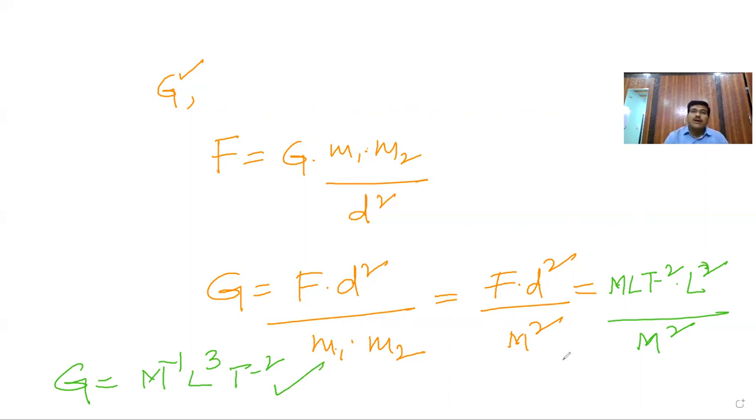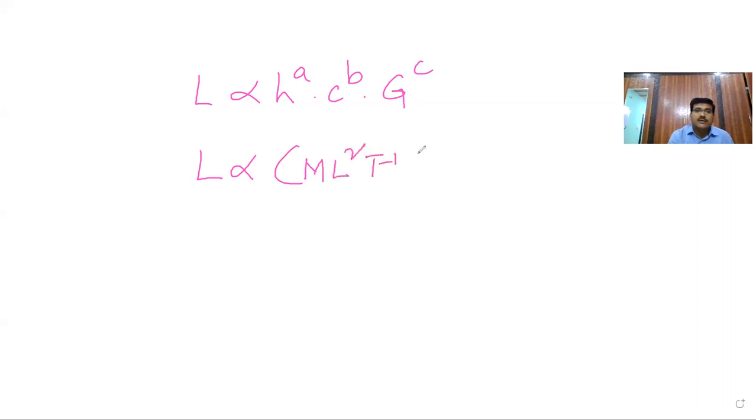Now I am substituting all three in the previous expression. The previous expression was L is directly proportional to H to the power of A, C to the power of B, and G to the power of C. H is Planck's constant, dimension formula ML square T minus 1, whole to the power of A, into C, the speed of light, LT minus 1, whole to the power of B, into the gravitational constant, M to the power of minus 1, L cube T minus 2, whole to the power of C.